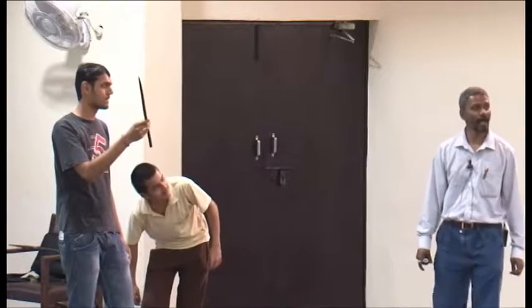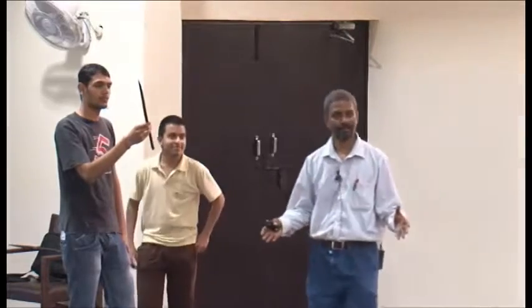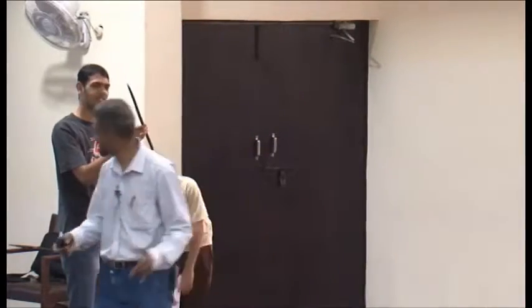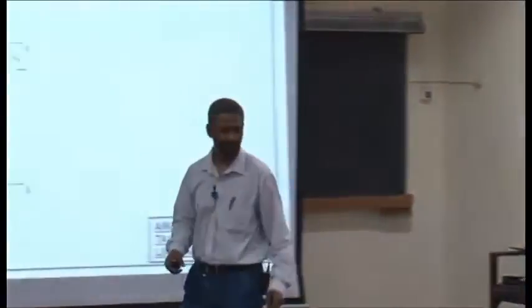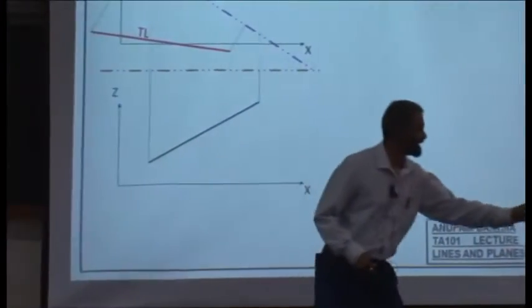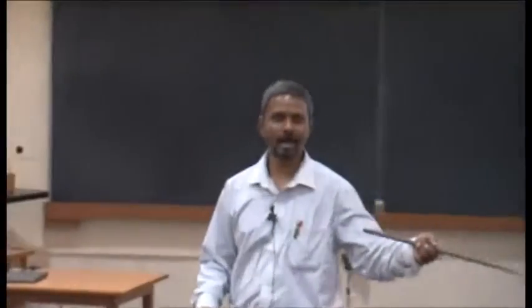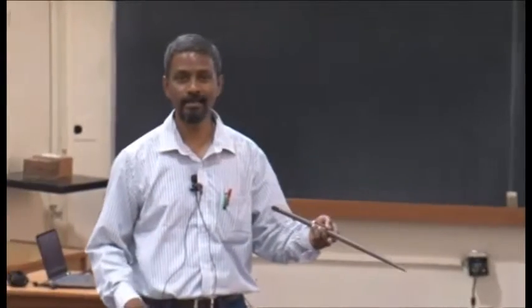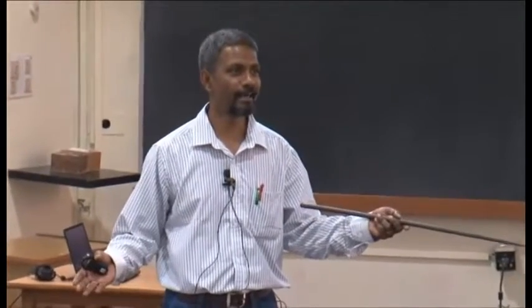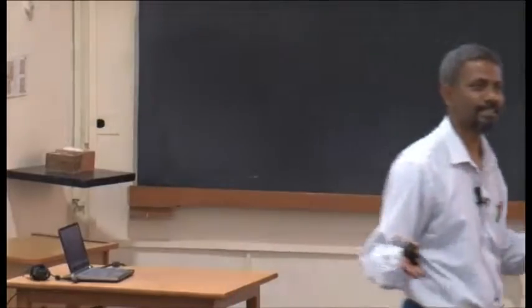Okay? So he is on a plane which is perpendicular to the line. Okay? So I have a plane where I capture this line in true length. Now I have to look at this line from a direction perpendicular to it. Okay? For that, what do I need to do?